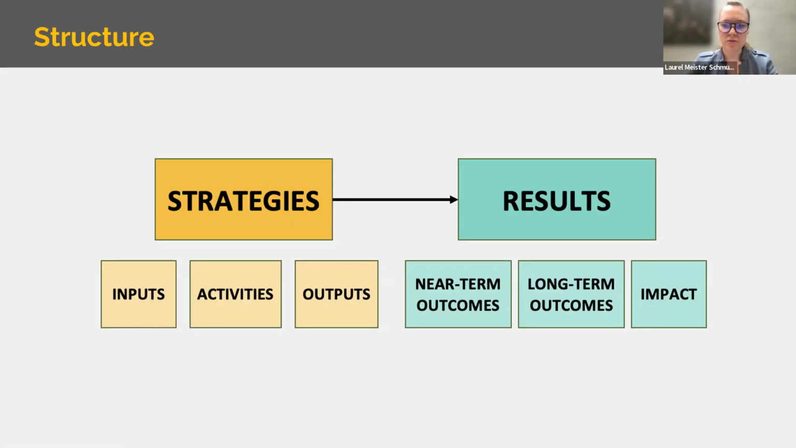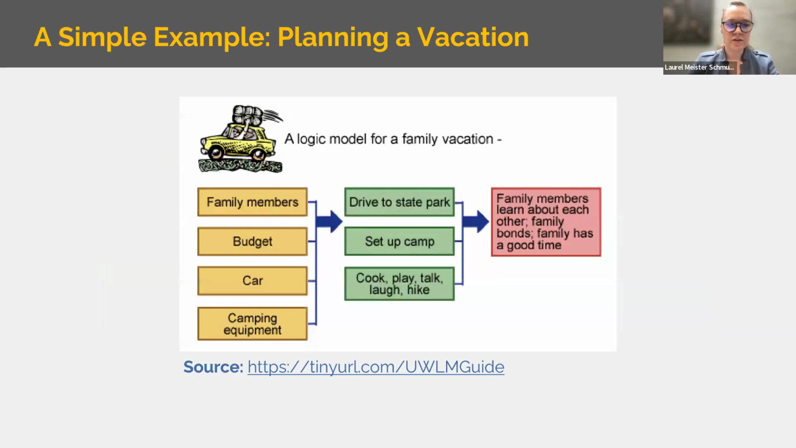But essentially, we see logic models laid out as a table reading from left to right, starting from activities and their inputs or ingredients, and then moving to short and long-term results. So let's go over a simplified example of planning a family vacation. This is taken from the University of Wisconsin Logic Model Guide. So imagine summer vacation time is coming up. We like to camp and we're planning our annual family camping trip.